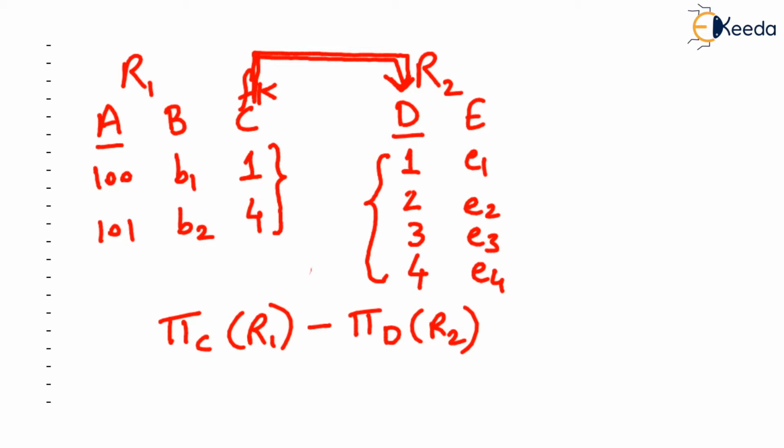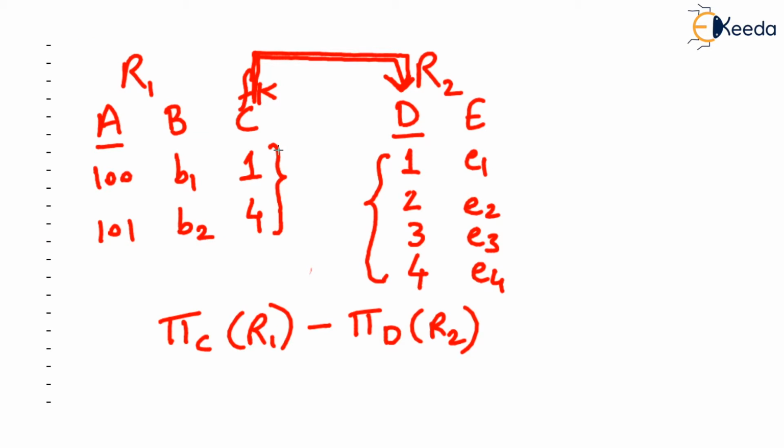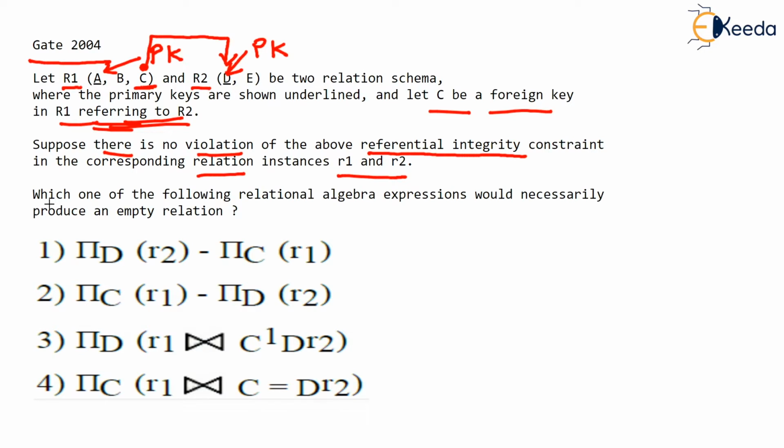So what they are saying is that there is no violation of the above referential integrity constraint in the corresponding relation instances R1 and R2. So you should understand that all the rules are followed properly about the foreign key. Now let's continue with the question. They have given some relational queries. Which one of the following relational algebra expressions would necessarily, check the word necessarily, produce an empty relation?